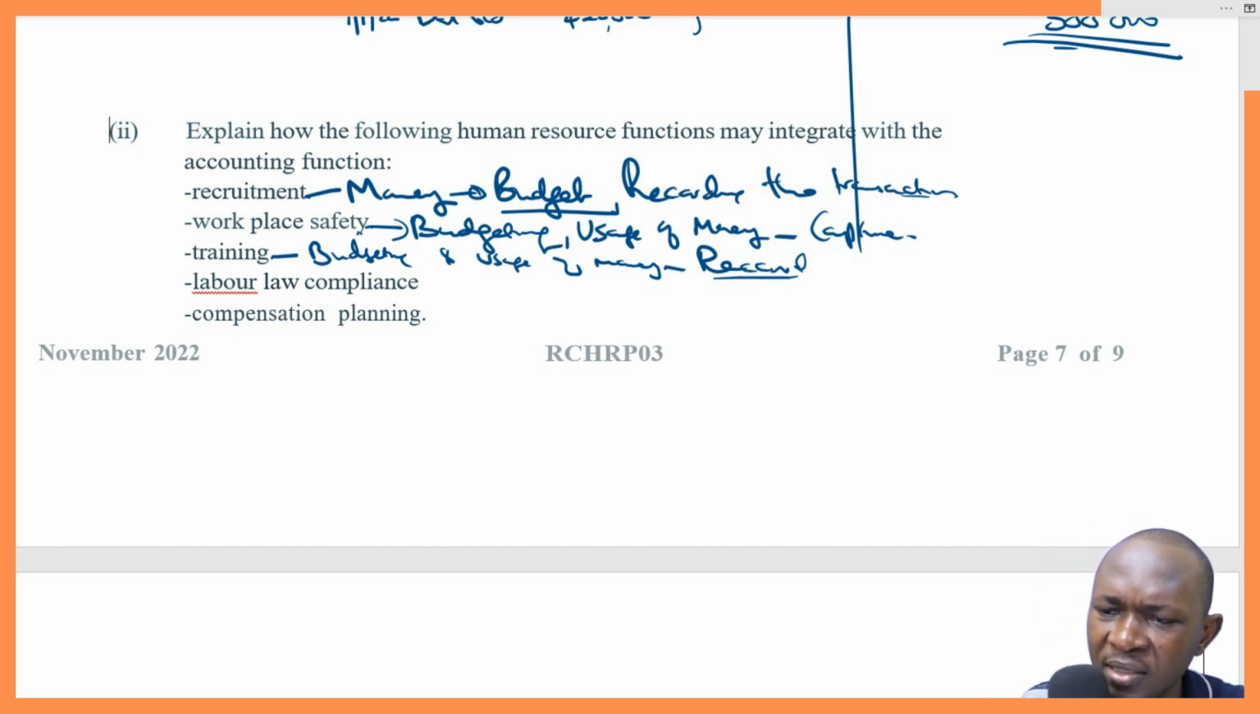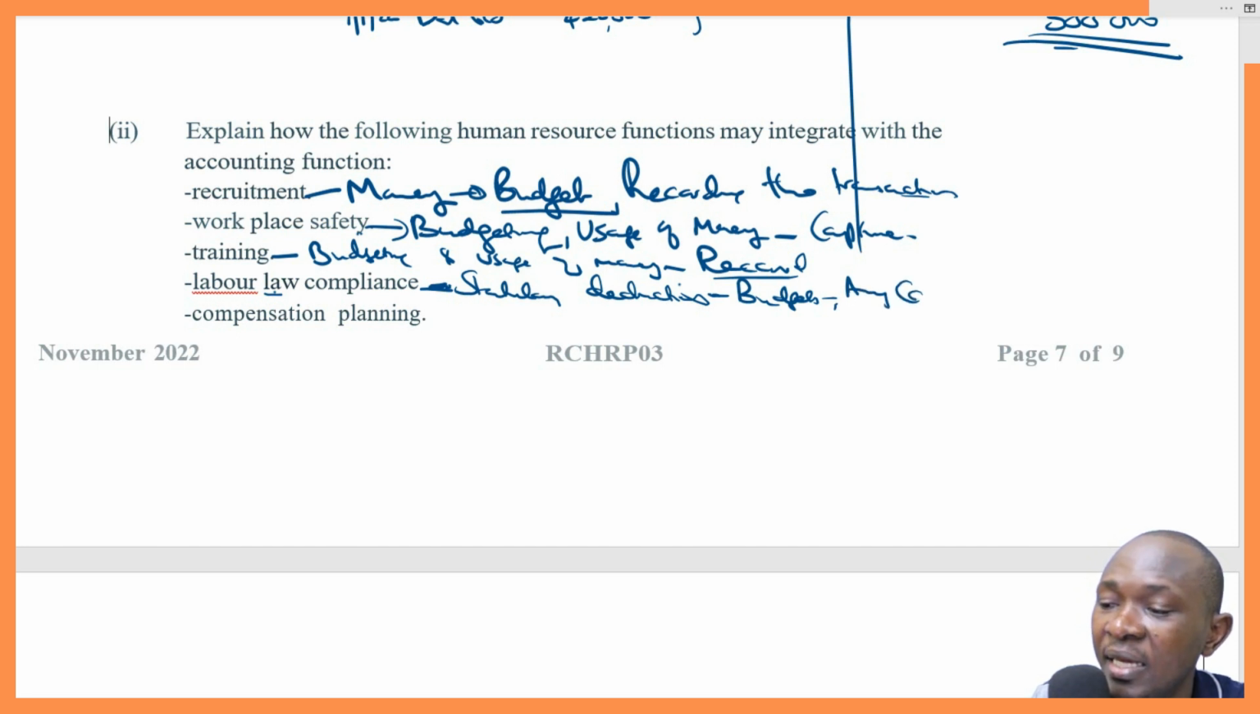Labor law compliance, of course, we have quite a lot here. The statutory deductions will come here. And of course, in terms of labor law, the employment laws, sometimes they will also involve expenditures. So we need to have budgets, and we need to have also any expenditure that will have been used in the process, just as I've said.